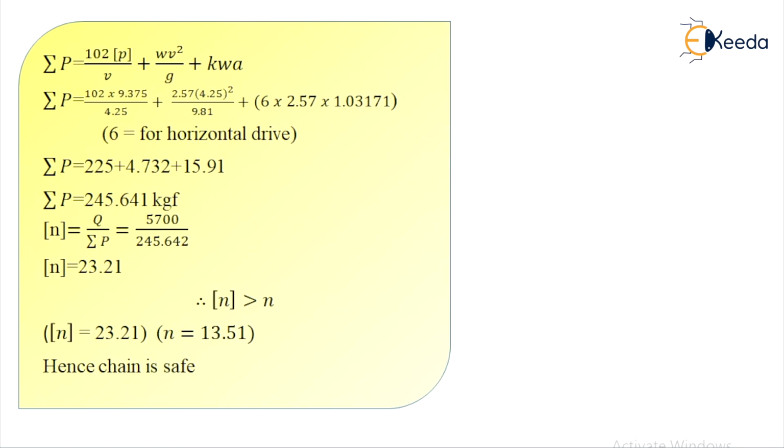Therefore, the value of N is Q upon summation of P, that is 5700 divided by 245.642. So I get the value of N as 23.21. So from the numerical values I can find out that the actual factor of safety is greater than the minimum permissible factor of safety. Hence, the chain is safe. So dear student, this way we have designed the chain parameters. Thank you.